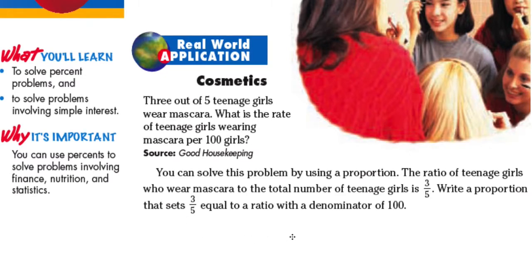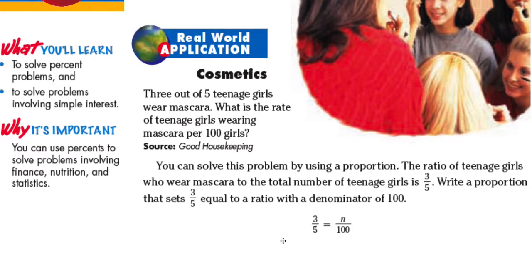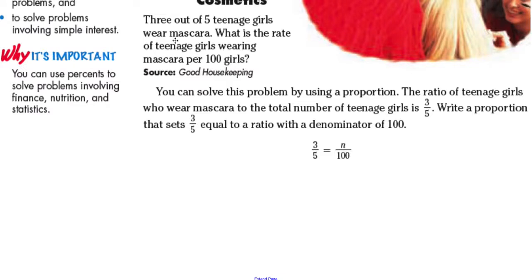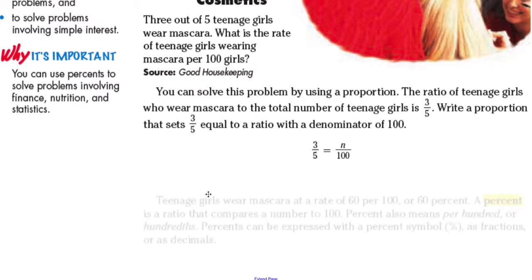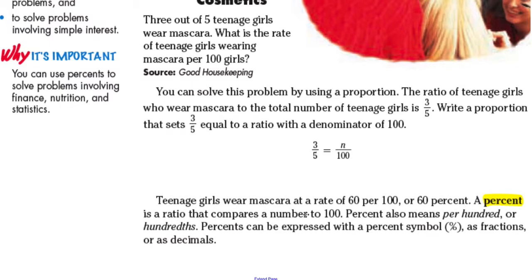Basically, we take our ratio of 3 to 5 and equate it to another ratio with a denominator of 100. 3 over 5 equals n over 100. So teenage girls wear mascara at the rate of 60%, or 60 per 100, because if you do cross products on this, you end up with 300 equals 5n, and dividing both sides by 5, you get 60. So you get 60 per 100, or what we call 60%.